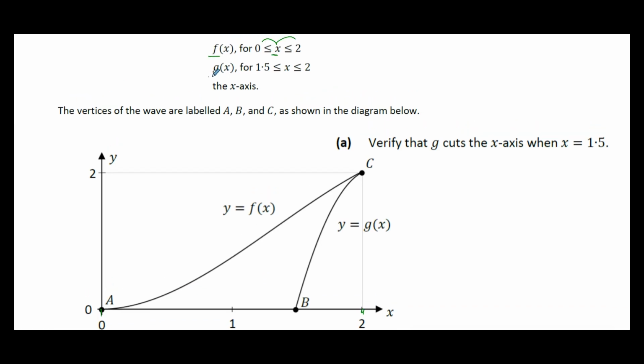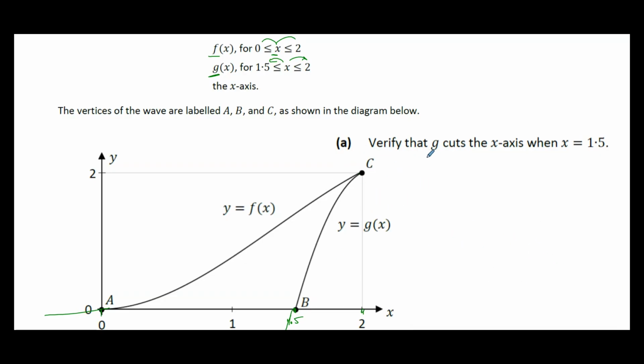Now, when it comes to function g, the value of x is different, between 1.5 and 2. Here, that's my 1.5 and 2, and that is just a part of that function because it's a quadratic, so obviously it will keep on going. The cubic will keep on going as well, but we are just looking at a small part of the graph. The vertices of the wave are labeled A, B, and C.